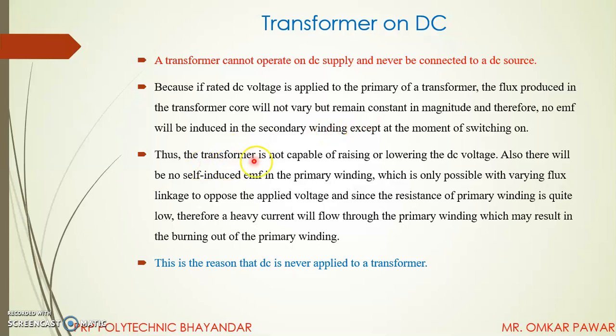Thus the transformer is not capable of raising or lowering the DC voltage. Also, there will be no self-induced EMF in the primary winding, which is only possible with varying flux linkage to oppose the applied voltage. And the resistance of the primary winding is quite low, therefore heavy current will flow through the primary winding, which may result in the burning out of the primary winding. So this is the reason that DC is never applied to a transformer.